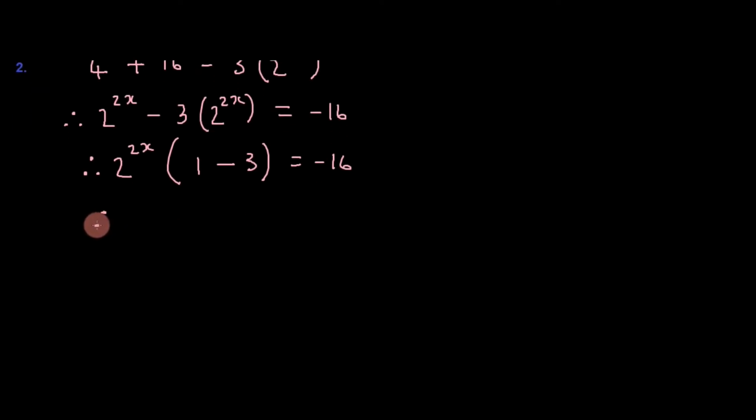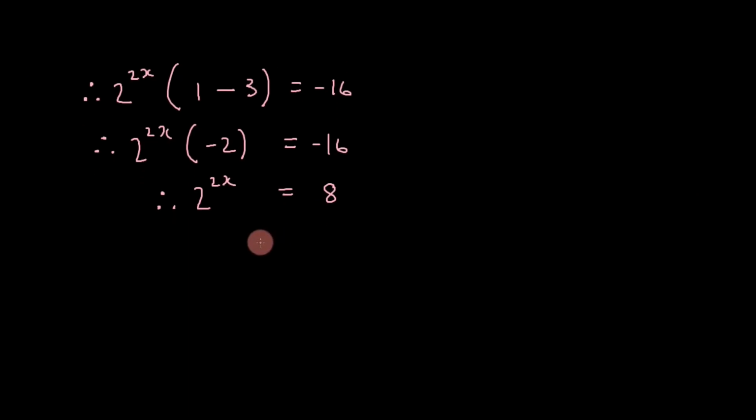We can simplify inside the brackets. So 1 minus 3 is minus 2. Now we can divide the minus 2 into the right-hand side. So negative 16 divided by negative 2, of course, is 8. And using prime factors on the right-hand side, we can write it as 2 cubed.